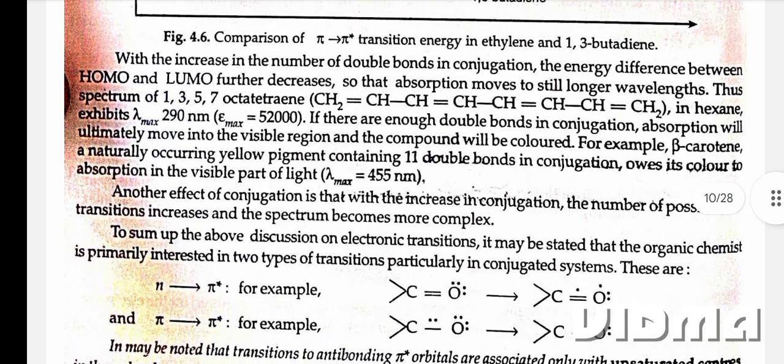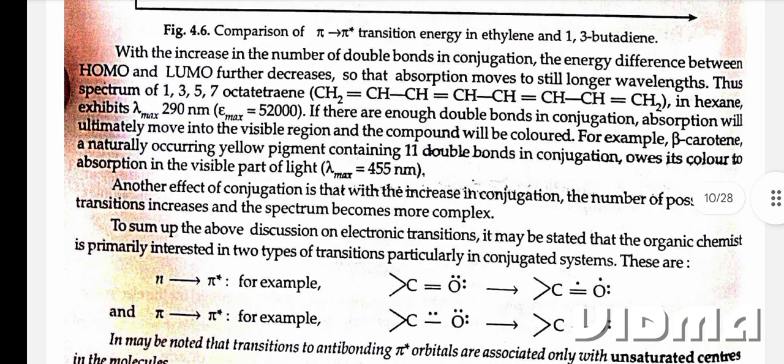With the increase in the number of double bonds in conjugation, the energy difference between HOMO and LUMO further decreases, so that absorption moves to still longer wavelengths. The spectrum of 1,3,5,7-octatetraene in hexane exhibits lambda maximum 290 nanometer.